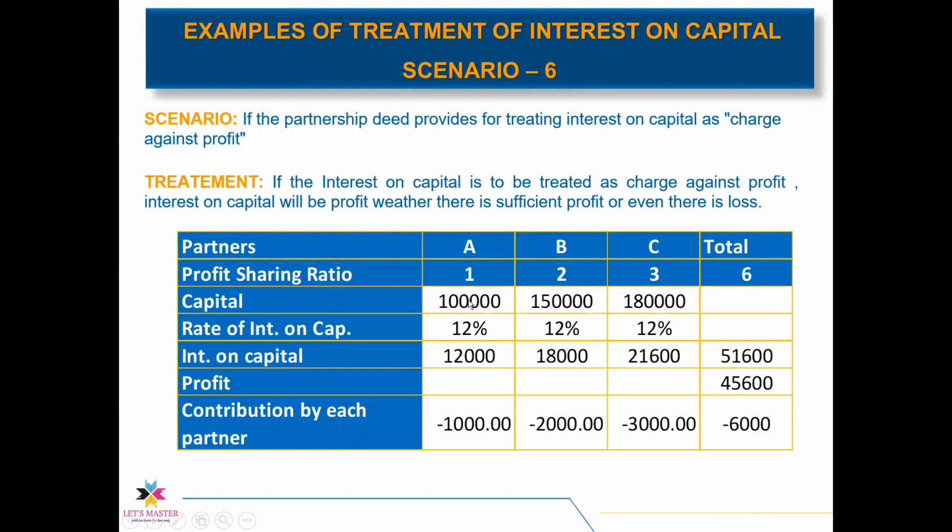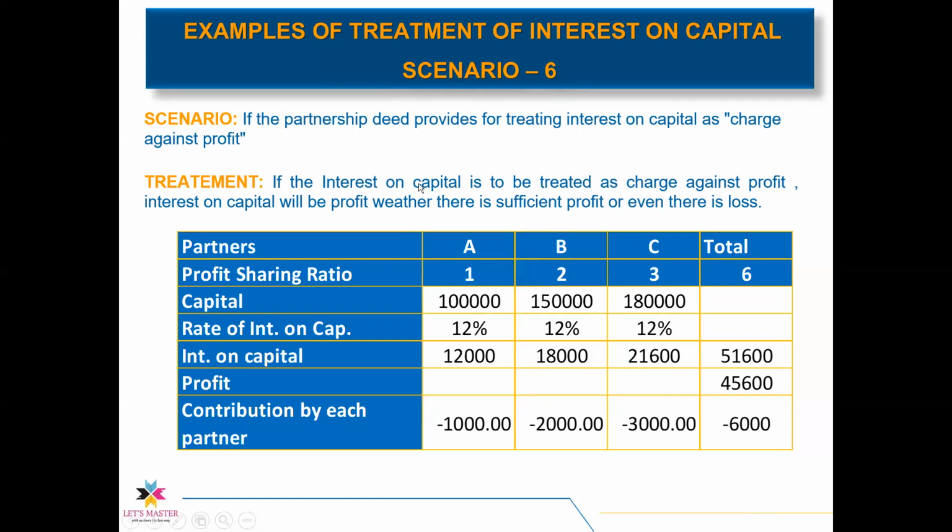Now, let's see this scenario again. A, B, and C are partners. This is the amount of capital invested. This is the rate of interest on capital, and this is the interest amount for interest on capital. But in this accounting period, the amount of profit is 45,600. And the interest on capital that needs to be provided is 51,600, which is 6,000 more than the profit earned by the partnership firm.